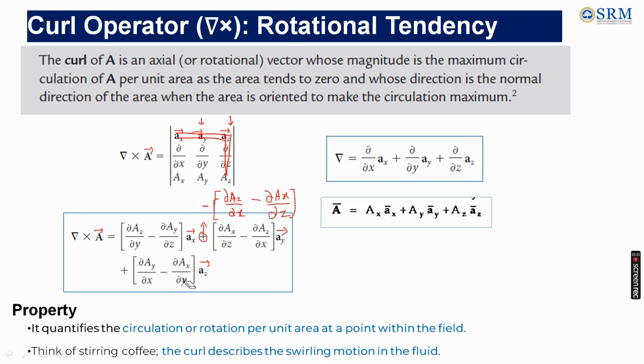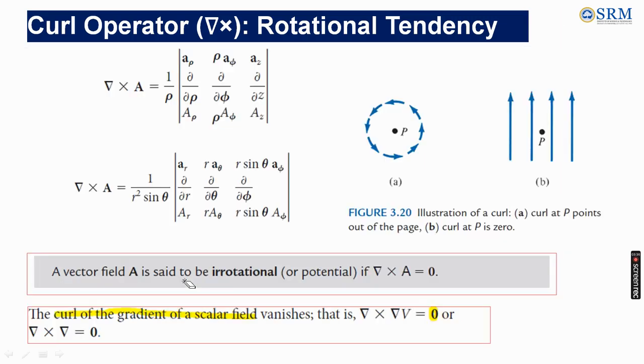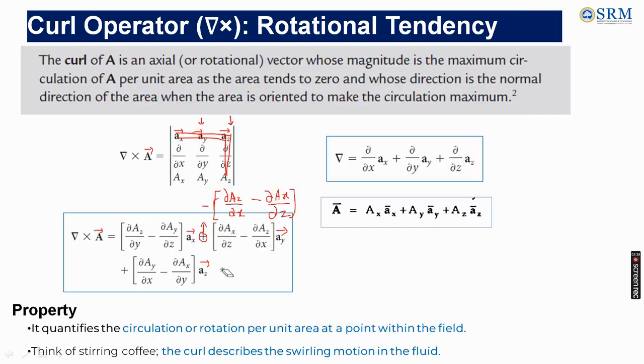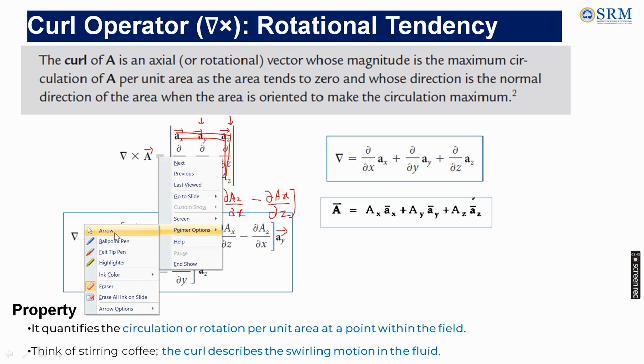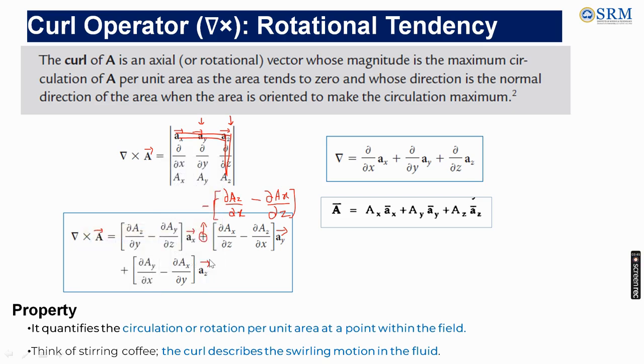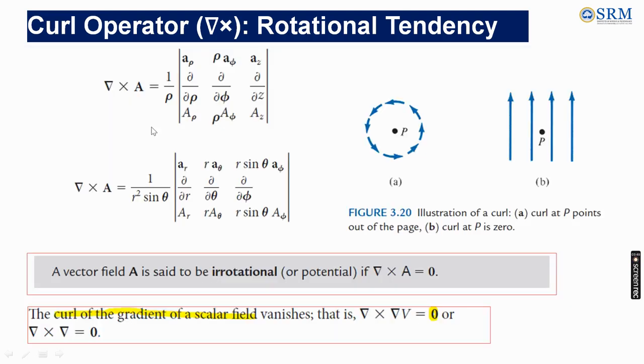So I hope you understood how to find the curl of a vector. And what is the result here? I will get a vector as the output. Please understand, the curl of a vector is a vector, because we have the unit vectors coming in the resultant expression. Similarly, we can write the curl of a vector in the other two coordinate systems, that is cylindrical and spherical. We will see how to do this in a separate session later.